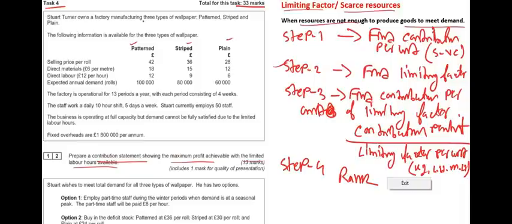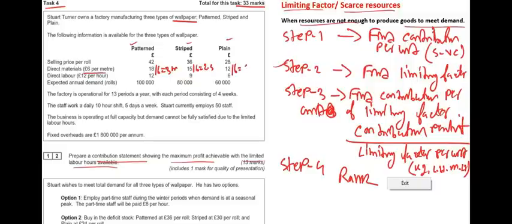Okay, let's jump into the question. It says Stewart Turner owns a factory manufacturing 3 types of wallpaper. Patterned, striped and plain. The following information is available for the 3 types of wallpaper. They give us selling price, and direct material at 6 per meter. That could be our limiting factor, we don't know. If it's 6 per meter and per unit it requires 18, divided by 6, you do a bit of working here. 3 meter you need to produce 1 unit, and the other one divided by 6, you get 2.5. Whether we need it or not, we still do it. We never know, we might need it or maybe not.